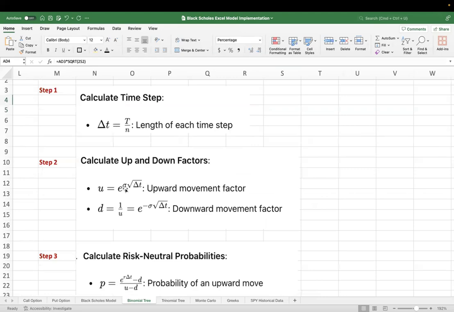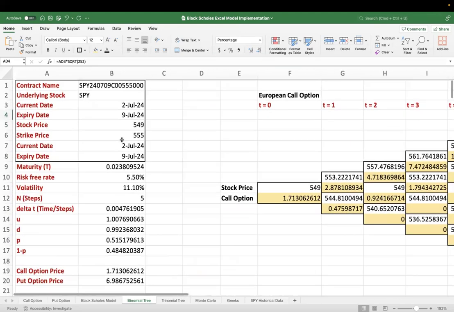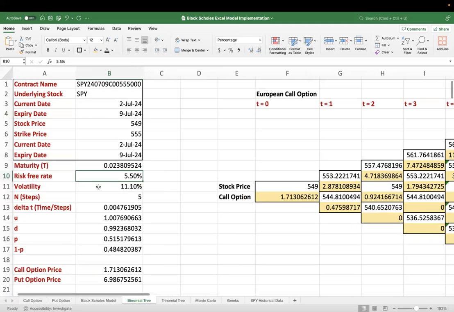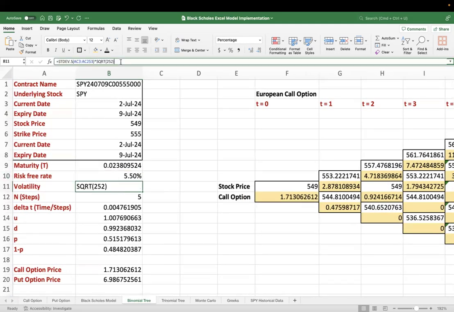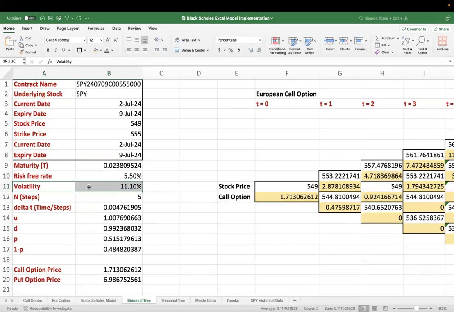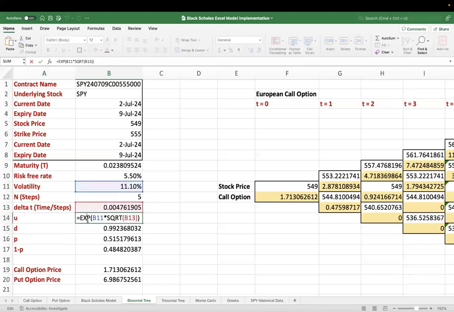So now we have sigma, and we already have delta t from our first step. I have just done the same calculation here. So we have volatility, and we have delta t. Now we can easily find the up factor and down factor, which is the exponential of volatility times the square root of delta t.